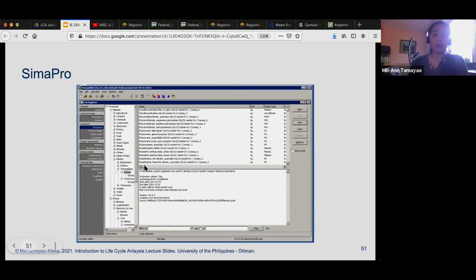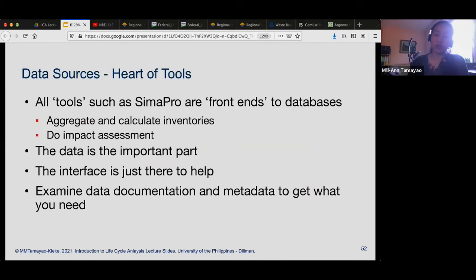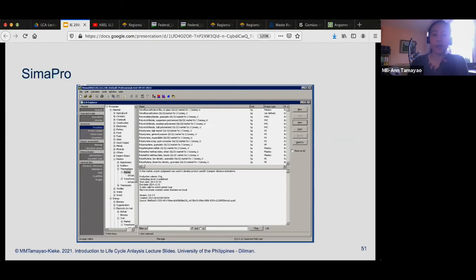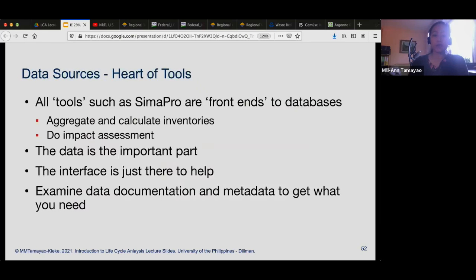This is for SimaPro. You can look at the different processes, the different materials, energy, etc. You can have either processes or product stages or waste types, etc. So if you click on one of these, oh, there was supposed to be another slide that shows the metadata for each of these items.